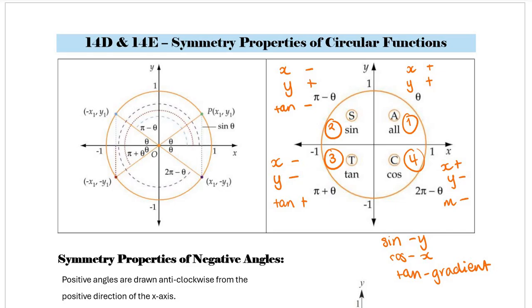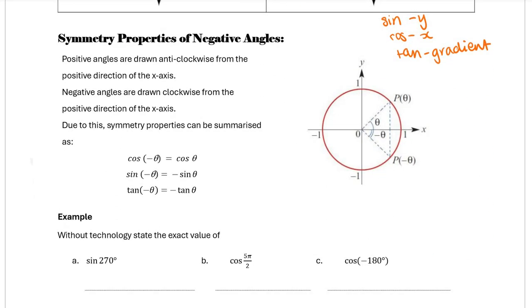Now, if you'd like a little thing to help you remember, it's ASTC. So for all of us here in Victoria, that's all stations to Croydon, okay? If that just helps you remember which quadrant is which, always starting in the top right, okay? Now, because of this natural property of the unit circle, that means we end up with some symmetry properties.